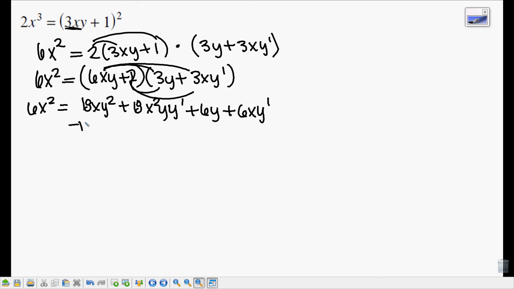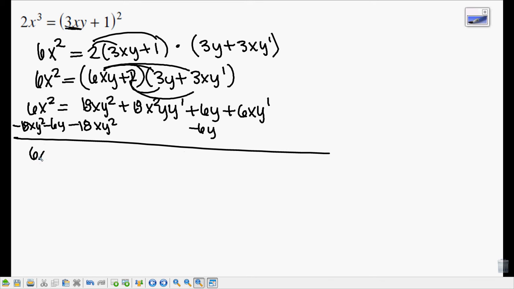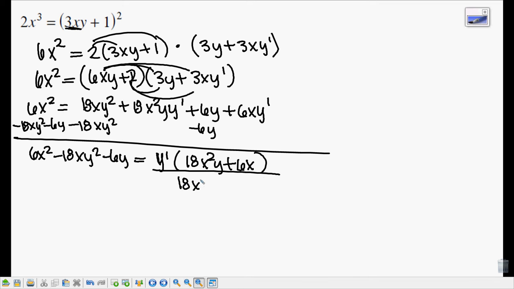So I'm going to move both of these terms to the other side so that I can have my y prime terms on a side by themselves. So that's going to give me 6x squared minus 18xy squared minus 6y is equal to, and I'm going to go ahead and factor my GCF out, y prime times 18x squared y plus 6x. So I'm going to divide that away to isolate my y prime term.